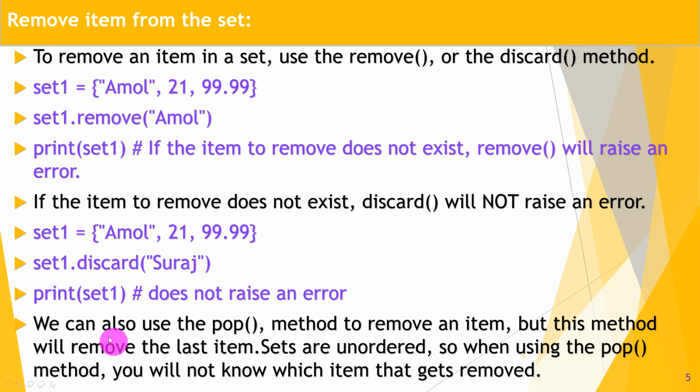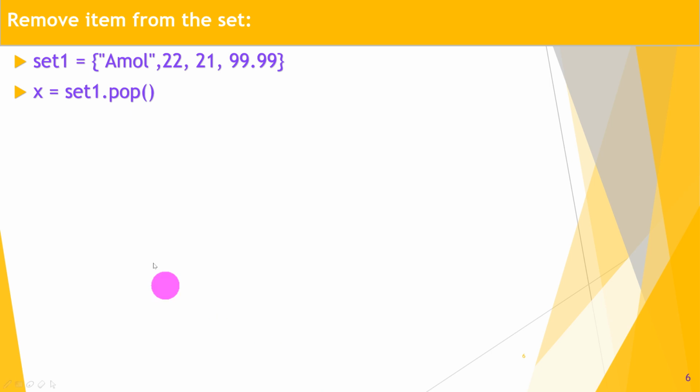We can also use the pop method to remove an item, but this method removes the last item in the set. But how do we know which element is the last element in the set? That is not predictable because sets are unordered. So when you use the pop method, you will not know which item gets removed from your set. Great. The pop method returns the popped element, so catch it in x, print that x, and display the set. So this is another way to remove items from the set.